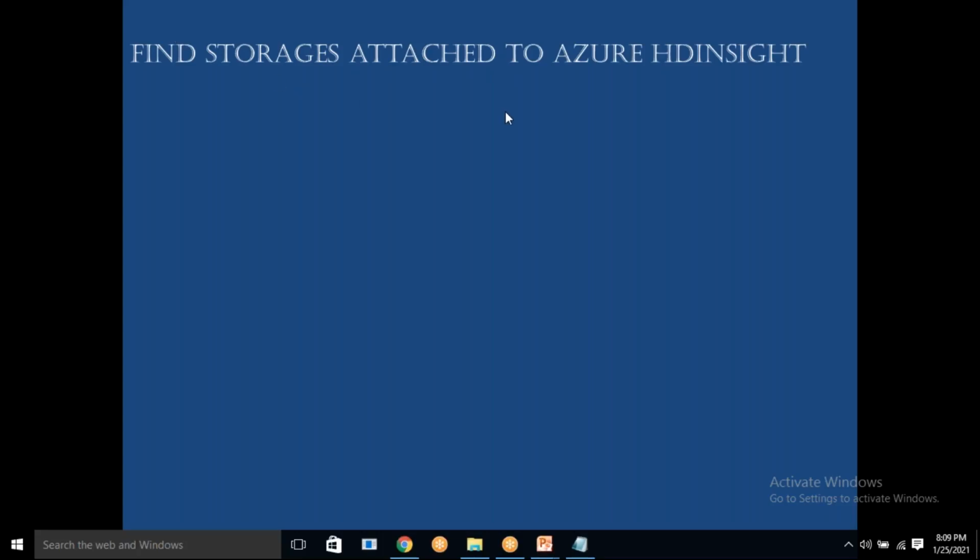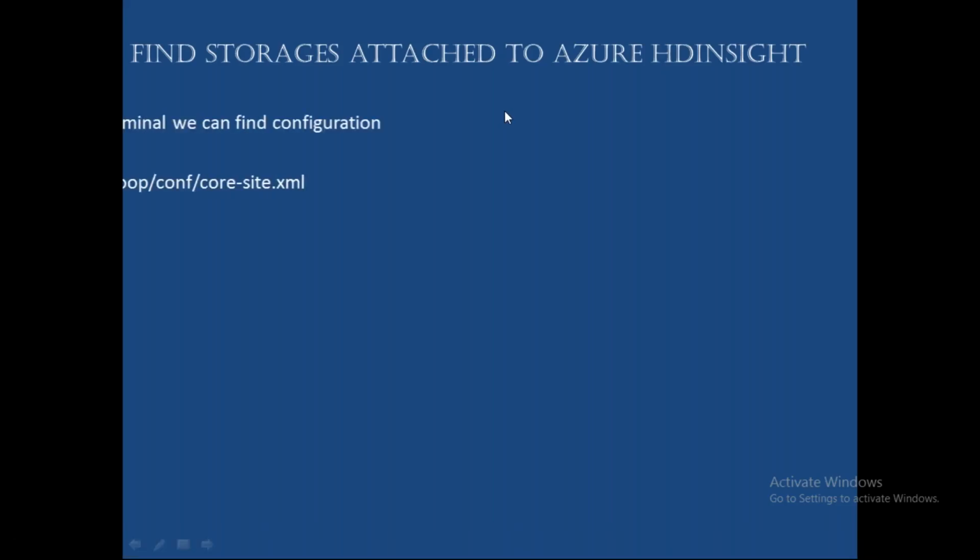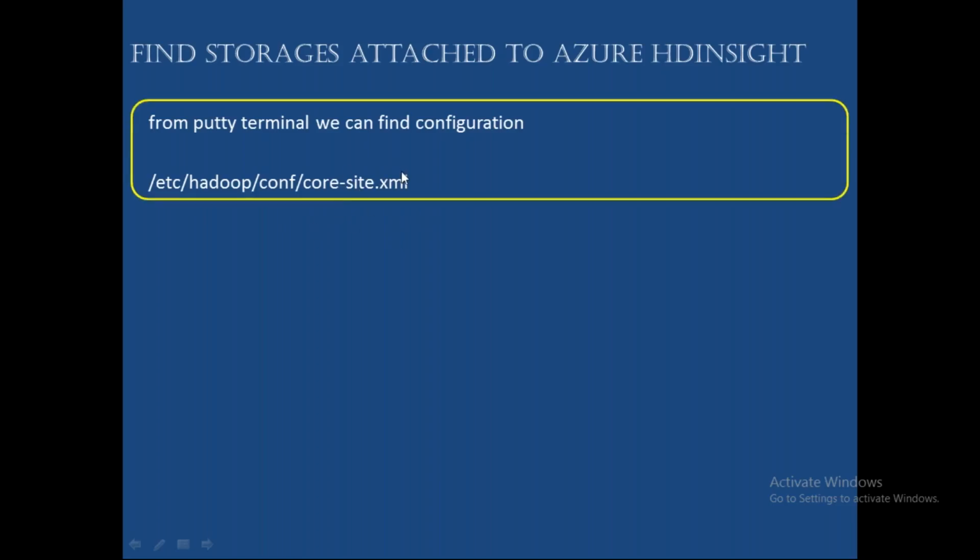Okay, you understood? So the UI will not show the correct results. That's why you need to go to the configuration file. From the PuTTY terminal, we can find the configuration file, that is core-site.xml, under etc/hadoop/conf. If you open this config file, you will have all the storage information, all the storages which are attached to Azure HDInsight. You can see that.